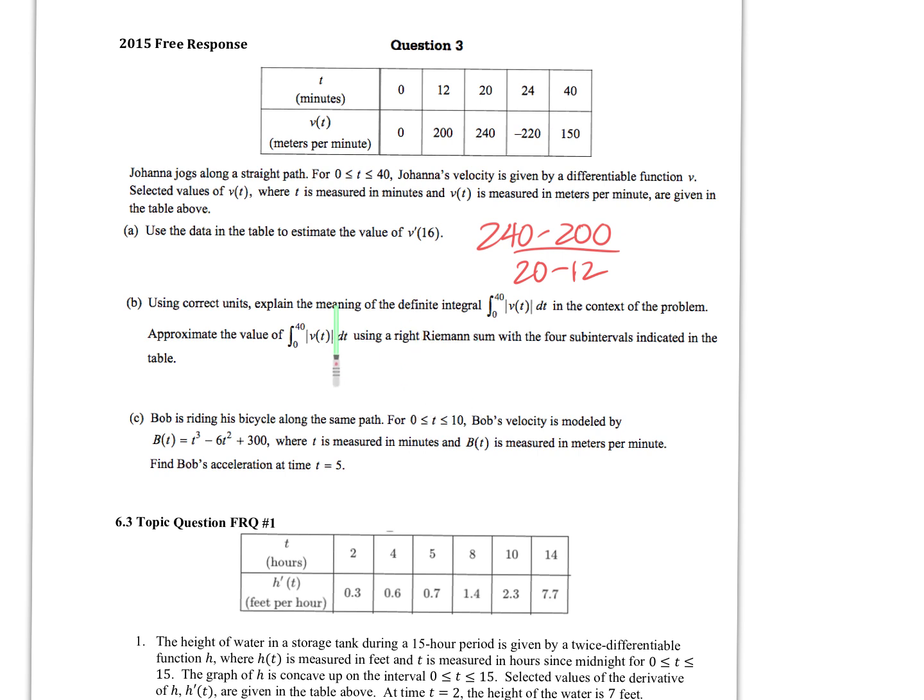Let's do a right Riemann sum. But what do you notice about this v of t? They've got absolute value bars around it. So they want us to find the absolute value of these velocities.